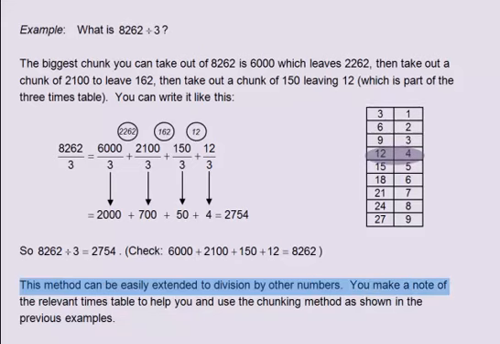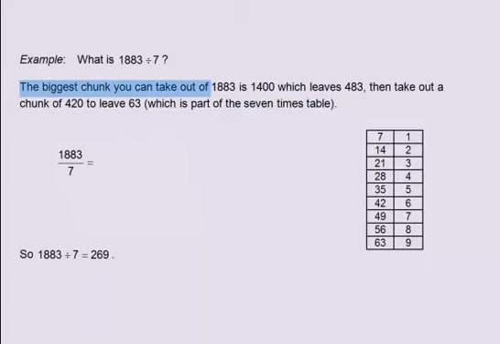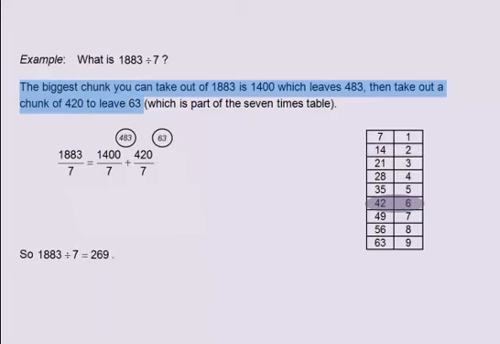You make a note of the relevant times table to help you and use the chunking method as shown in the previous examples. Example: what is 1,883 divided by 7? First write your 7 times table. The biggest chunk you can take out of 1,883 is 1,400, which leaves 483. Then take out a chunk of 420 to leave 63, which is part of the 7 times table.